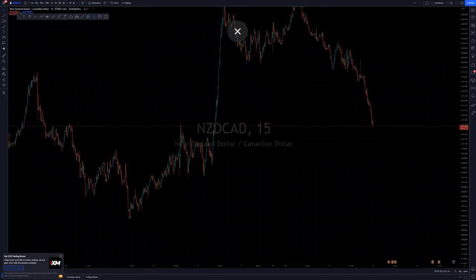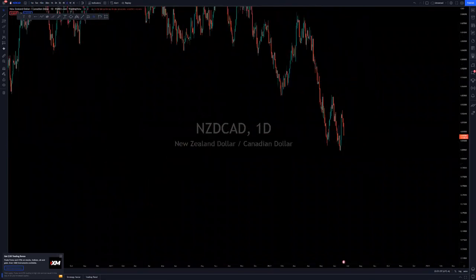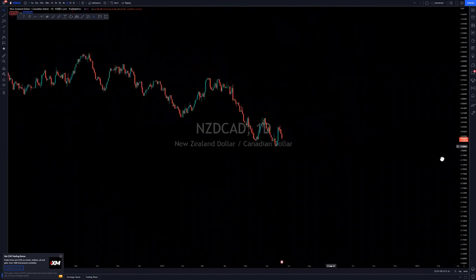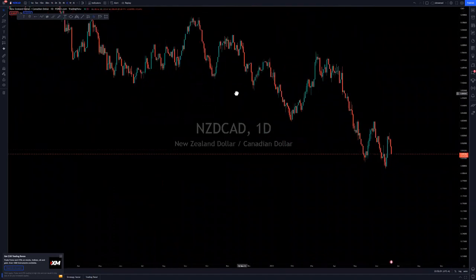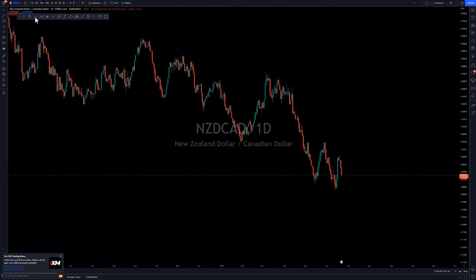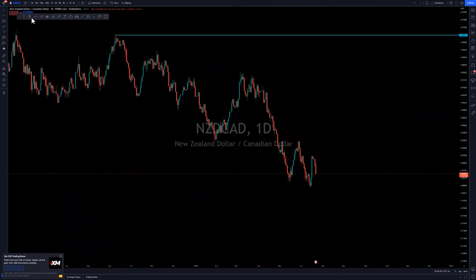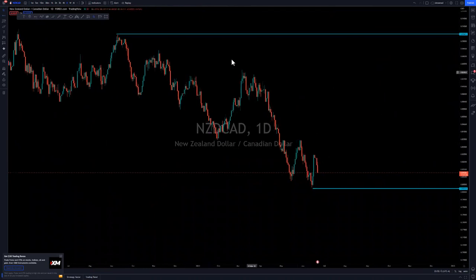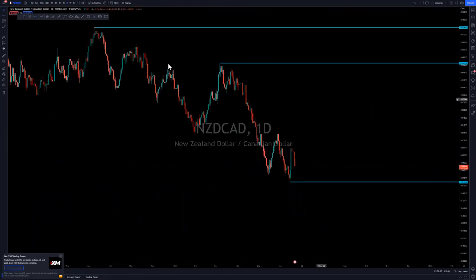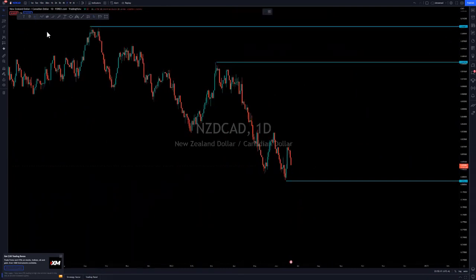We're gonna be looking at NZD CAD. Let's start looking at it in the daily time frame. As you could see, guys, I'll highlight the nearest high, and I'll highlight the lowest low, and then I'll highlight one of the significant areas, and one of the last significant ones.